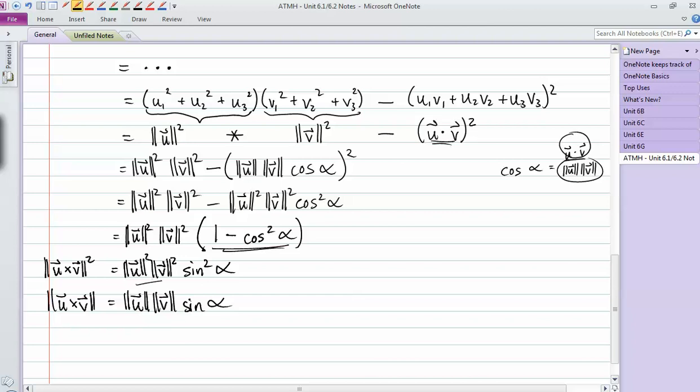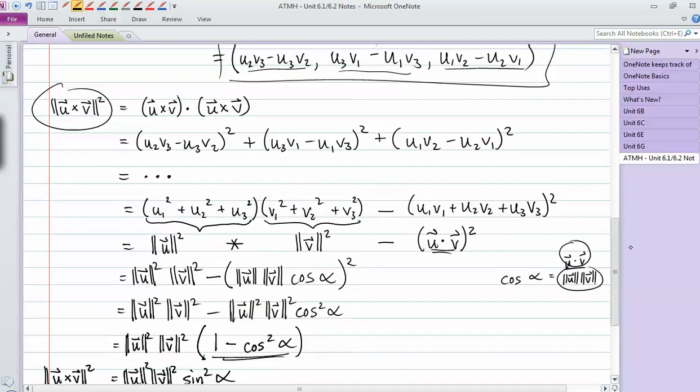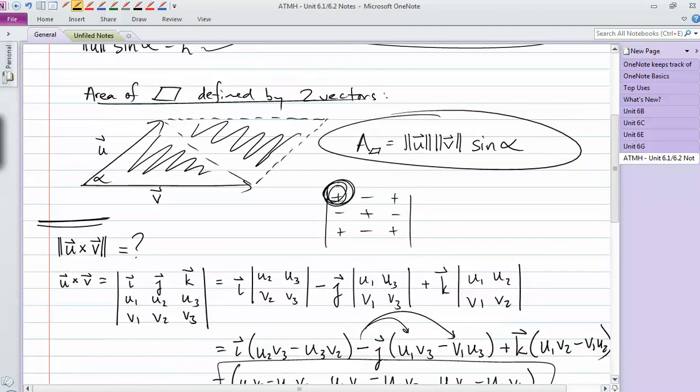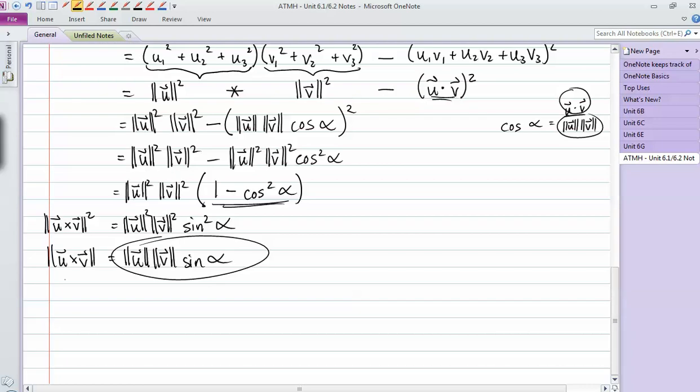And we just came up with this right here. It's the area of the parallelogram defined by u and v. So the magnitude, I'll just tack it on here, all equals the area of the parallelogram defined by u and v.